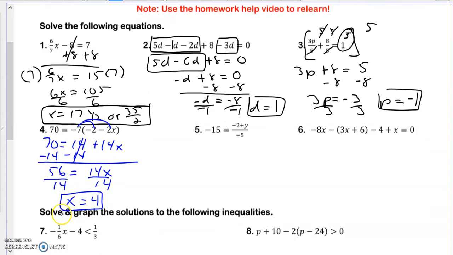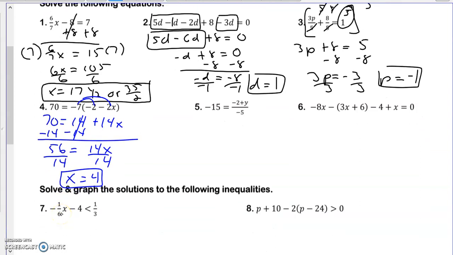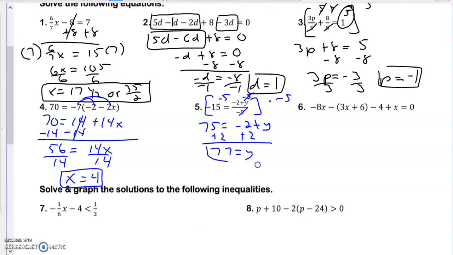And then this one, I see that I have a denominator of negative 5, so again, I'm going to multiply everything by a negative 5. So I'm going to multiply this by a negative 5 and this by a negative 5. These cancel out. 2 negatives make a positive, so I get a positive 75, and then I have a negative 2 plus y. I'm going to add 2 to both sides, and I get 77 equals y.